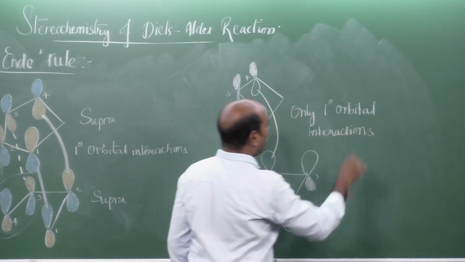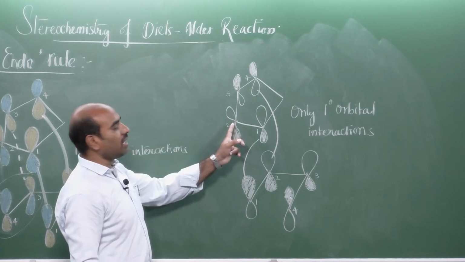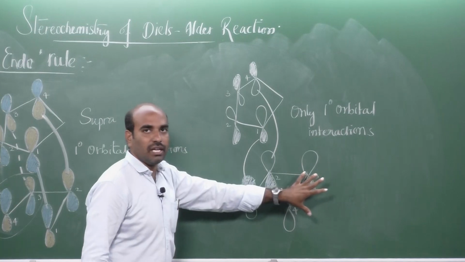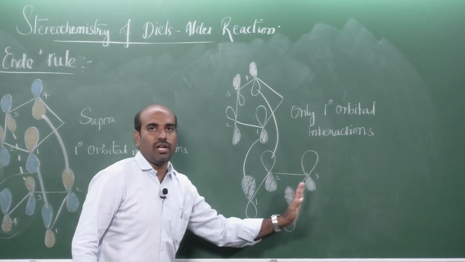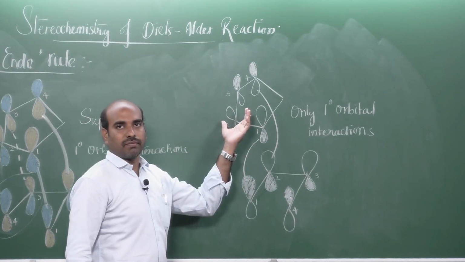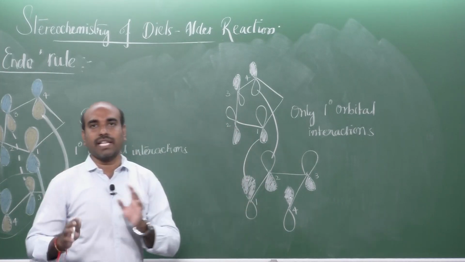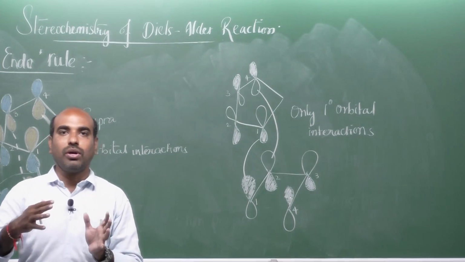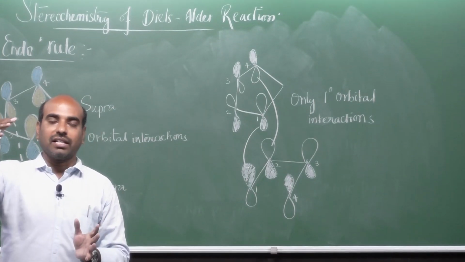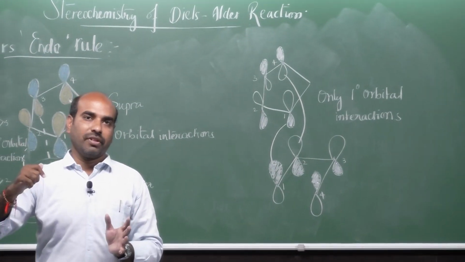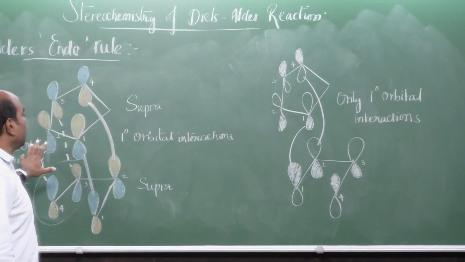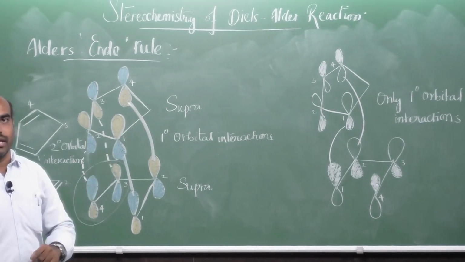You are not able to see any of the secondary orbital interactions because these orbitals are away and the orbitals of the unsaturated functional group are also away from the diene system, right. Therefore, there are no secondary orbital interactions, which makes the transition state for the exoisomer very high in energy and less stable. So, that is the reason why you are observing the endoisomer as the major product, right.